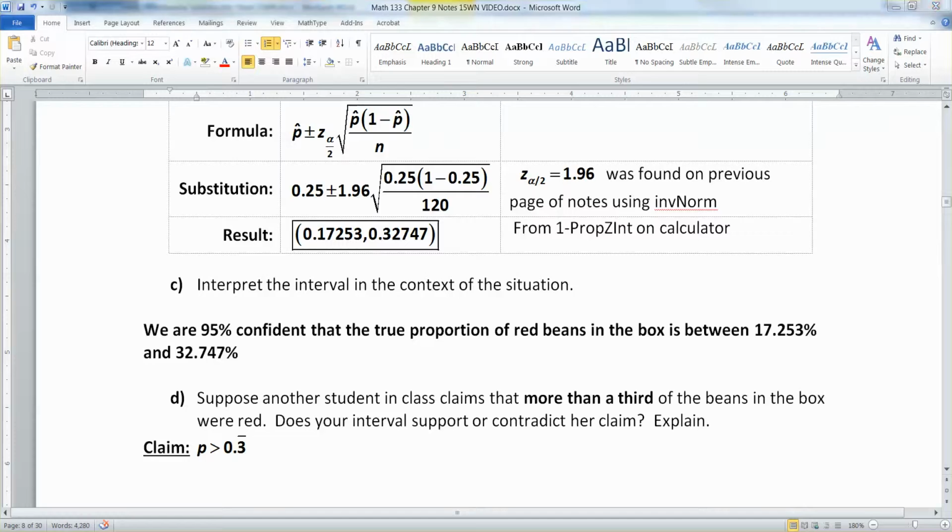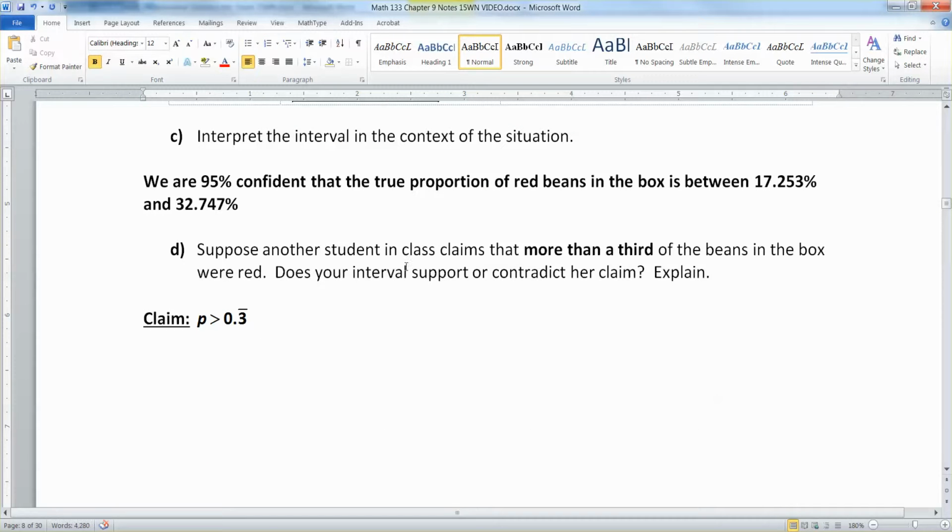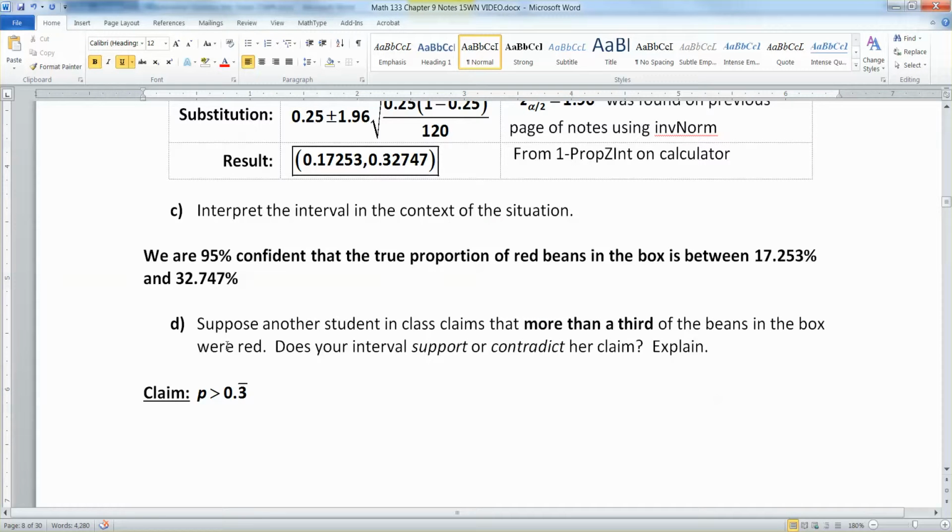Okay. Now, does the interval back them up? Does it support or contradict their claim? Now, keep in mind, this is not a yes or no question. So when you're asked this on an exam, don't say yes. That's not a correct answer, and you get no credit at all. So you have to say support or contradict. And this is a contradict.